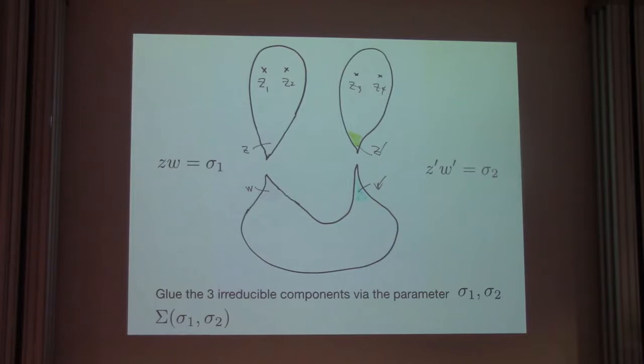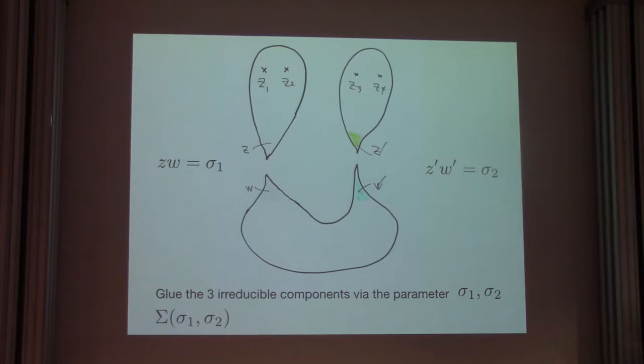Then you equate ZW equal to sigma 1. So you pick some small complex number, and you identify the point Z and point W if this is satisfied. That is the usual gluing process of the source curve. And for the other curve, you have this Z prime here, a W prime here, and then you have sigma 2, another component, so that Z prime W prime is equal to sigma 2. Then you glue this. In this way, you have these two double points, so your source curve has two complex parameters, sigma 1 and sigma 2.